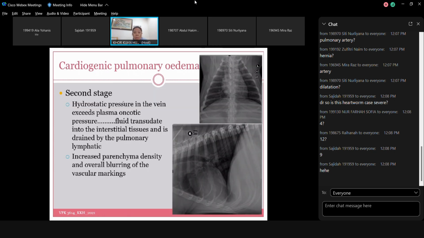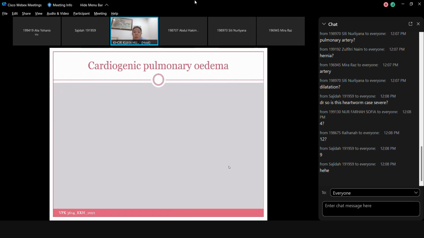Okay, second stage of pulmonary edema, often what happens is there's hydrostatic pressure increase that exceeds the plasma oncotic pressure. So you're going to have fluids that go into the interstitial space. All right, so again, pulmonary edema may look like this also as well. Okay, your blood vessels are not very clear. It looks very blurring. You're not very sure. This is cranial vena cava, caudal vena cava.